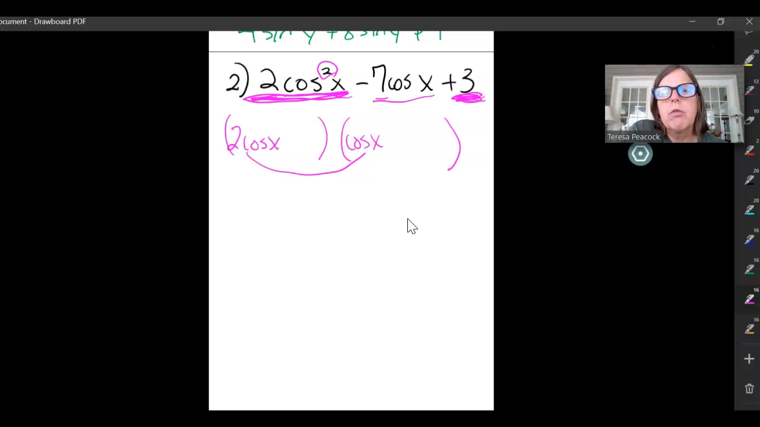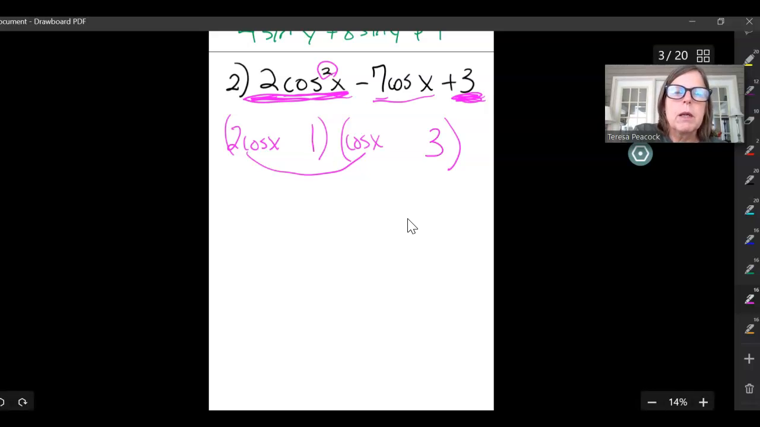Now, okay, so I can do 3. I can do 1 and 3 because a 1 times a 3 gives me a 3. I could also do 3 times 1, but let me see if 1 times 3 works. You see how that's a positive 3? So my signs here have to be the same. So I could do a positive 1 and a positive 3. Or I could do a negative 1 and a negative 3.